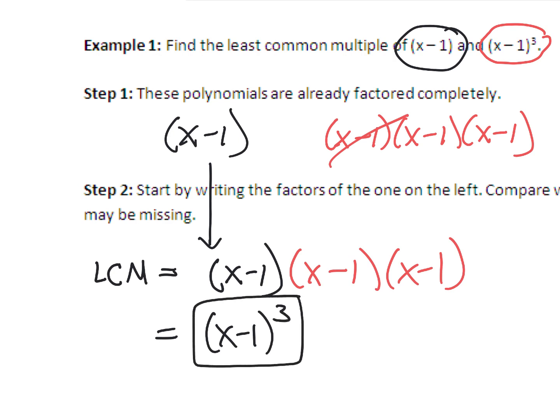If we were adding fractions where these were the denominators, then x minus 1 cubed would be your common denominator. This one's real similar to finding the LCM between 25 and 50. The LCM of 25 and 50 is 50. So that happens every once in a while where your LCM is actually one of the values in the original problem.